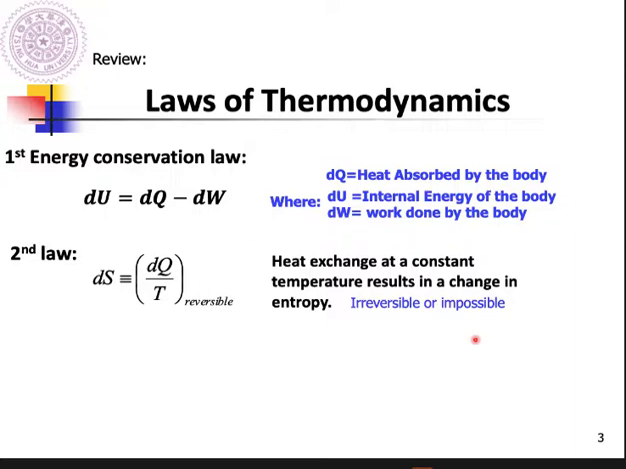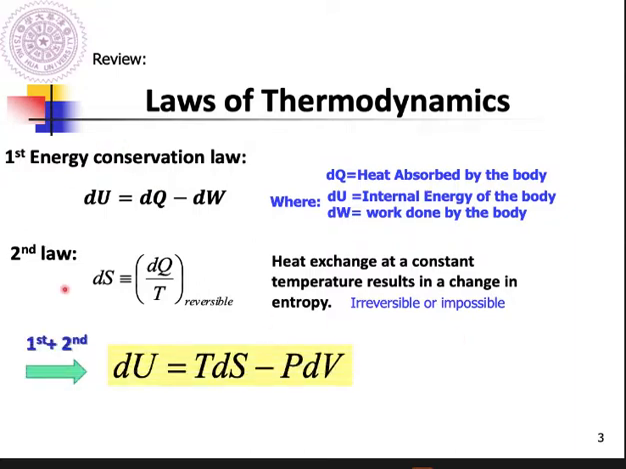Okay, so by simply combining the first law and the second law, you get an equation like this. The change of the internal energy equals the heat, T times dS, minus the mechanical work part, which is P, the pressure, times the change of volume of the system. So you got this one. And this we also call an energy state function, one of the energy state functions.